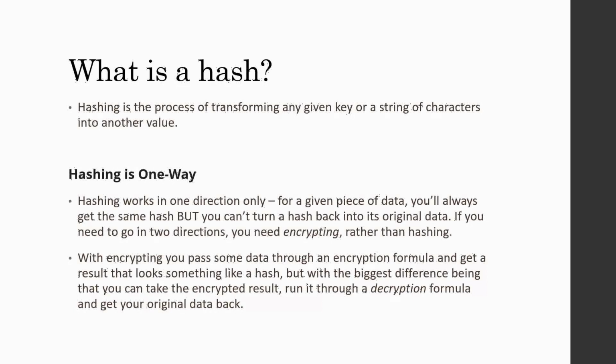Now I'll give a clearer understanding after explaining this particular thing, which is that hashing is one way. Hashing works in one direction only. That is, for a given piece of data, you will always get the same hash, but you can't turn a hash back into its original data. So if you need to go in two directions, you need encryption rather than hashing.